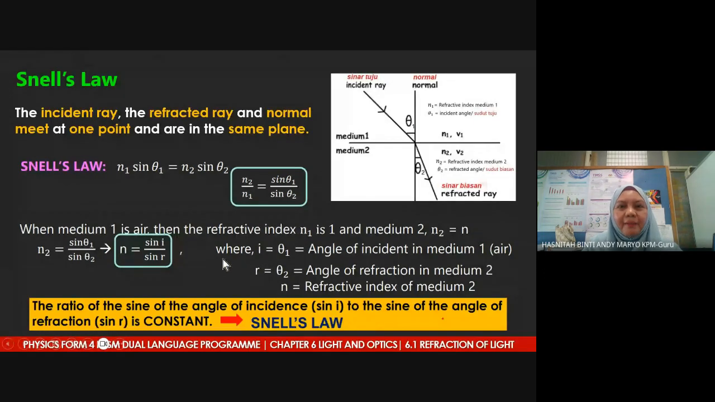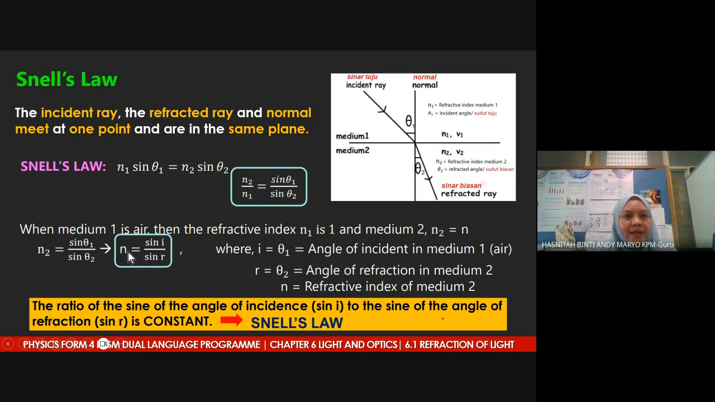And then angle of incidence, theta 1, is I. So here becomes sine I. And here sine theta 2. Theta 2 is the angle of refraction in the second medium, so sine theta 2 becomes sine R. So from here, we have this formula: N equals sine I divide sine R. N equals sine I divide sine R. So this is the formula for Snell's law.